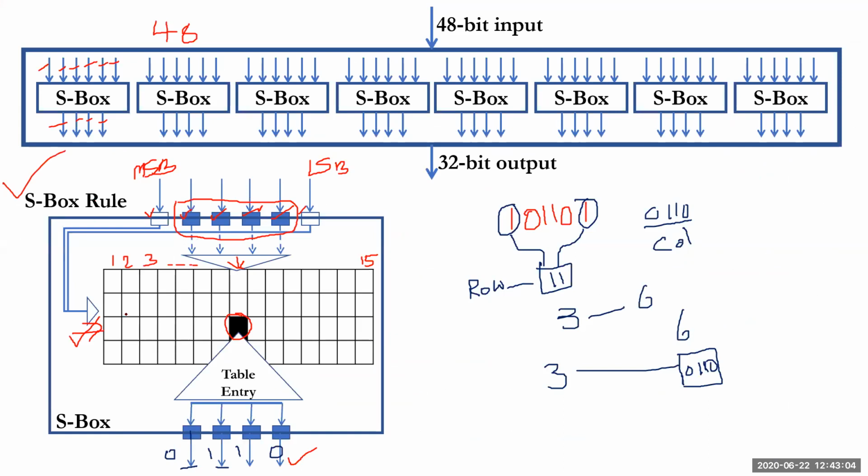The MSB and then the LSB will be identified as the row value, and the middle bits will be identified as the column value. Based on the table entry, we take the value as output here. So in this way, the S box is worked out here.